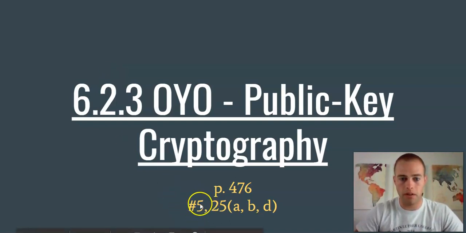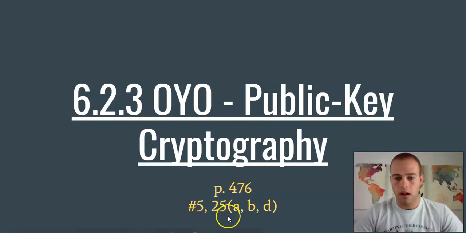Number 5 is working with that public key cryptography. 25 is just a review, solving, I think, 3 different equations of varying difficulty.